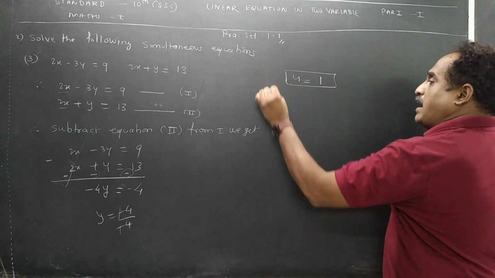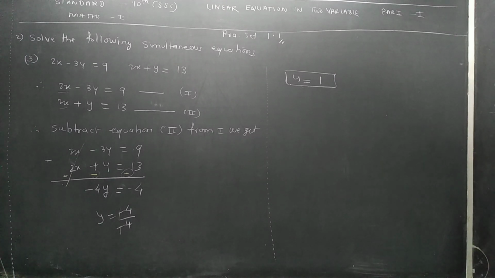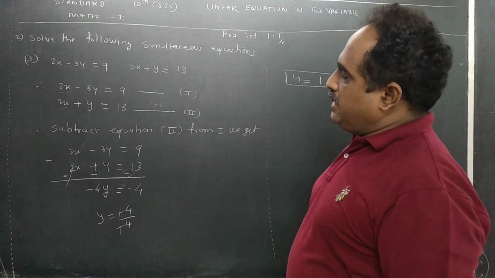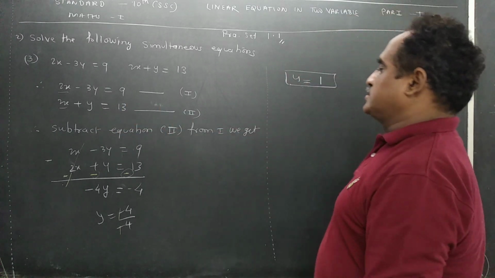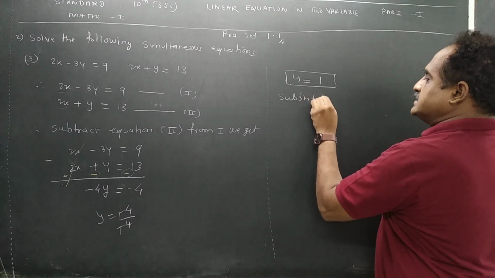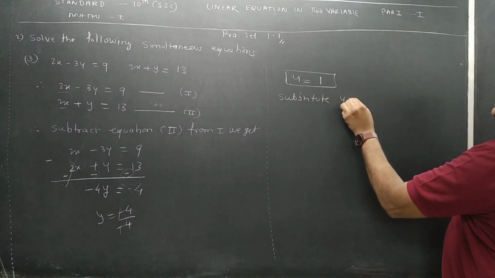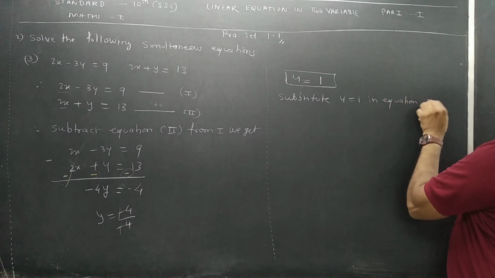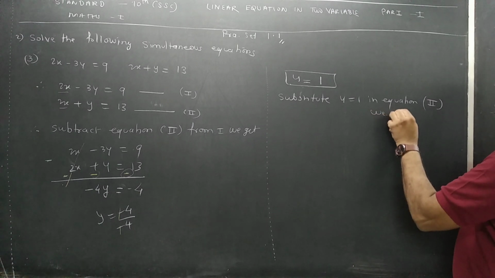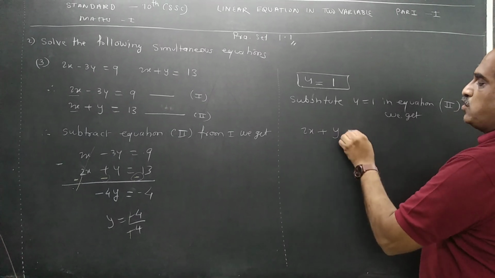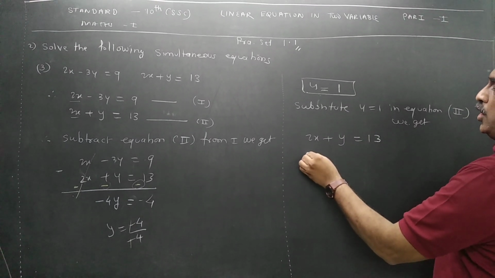In the first step, what did we get in the first answer? We got x first. Now what did we get? y. It makes no difference. And now you can substitute in equation 1 or 2, whichever you like, and this is actually a simple equation. So we are going to substitute y is equal to 1 in equation 2. We get. So what is equation 2? 2x plus y is equal to 13.